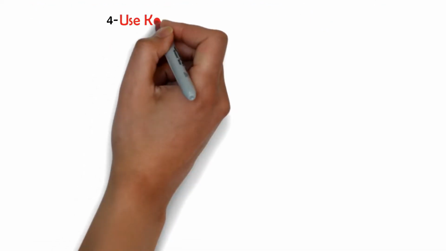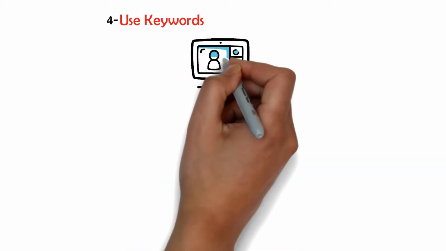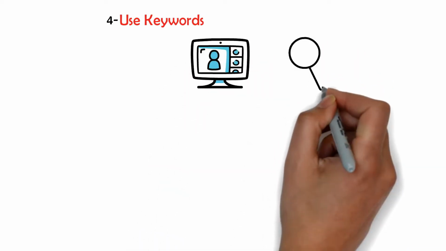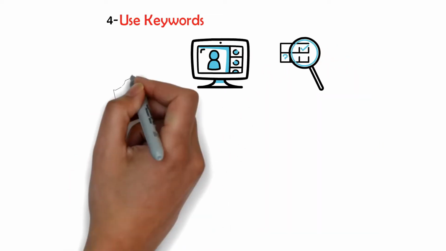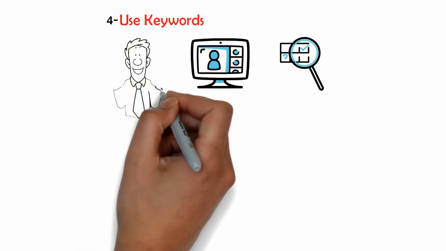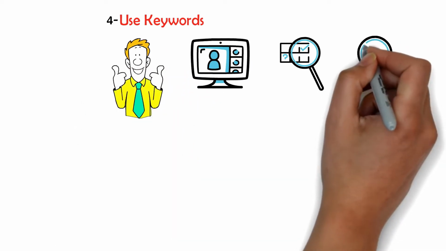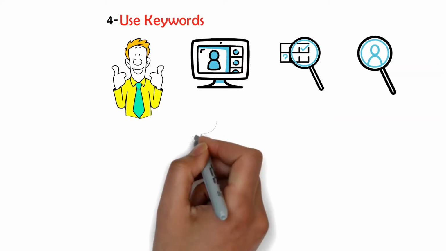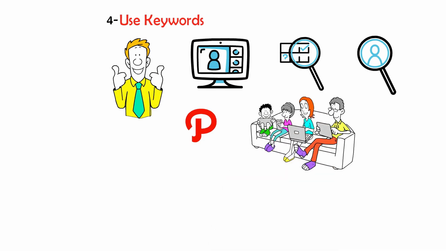Number 4, use keywords. If you want to organically appear in users' feeds and searches, then you need to be using keywords throughout your profile, pins, posts, and boards. By using keywords throughout your profile, posts, pins, and boards, you'll be more likely to organically appear in users' feeds and searches. On Pinterest, keywords and phrases are linked to certain subjects that people are looking for.